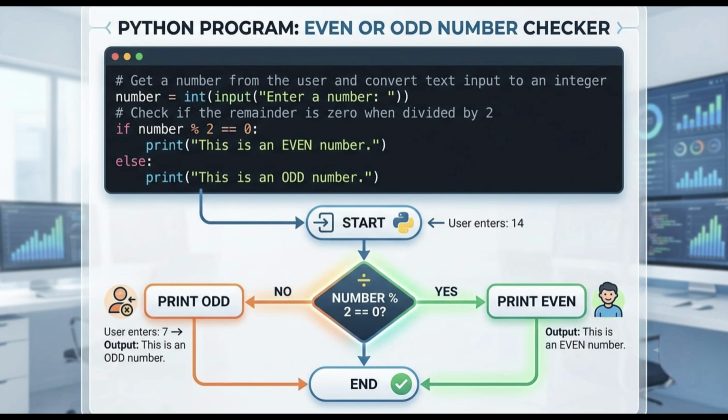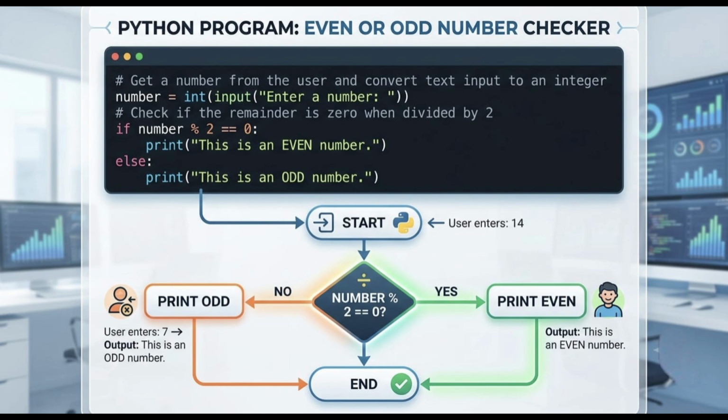Let's look at our very first line. There is a lot happening here, so let's read it from the inside out. First, we see input, enter a number. The input function is like a prompt. It stops the program, flashes a cursor on the screen, and waits for the user to type something in and hit enter.